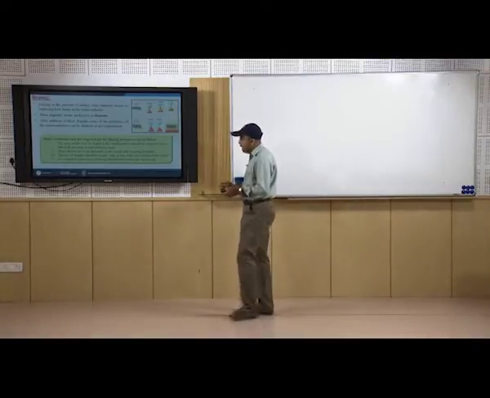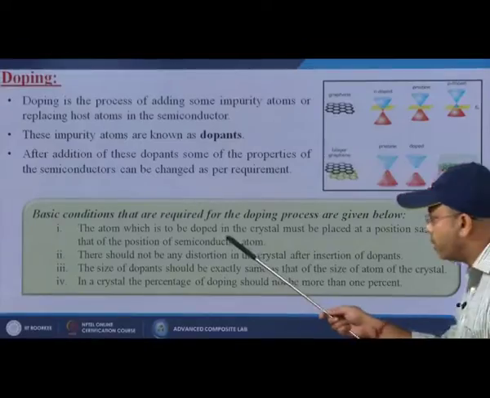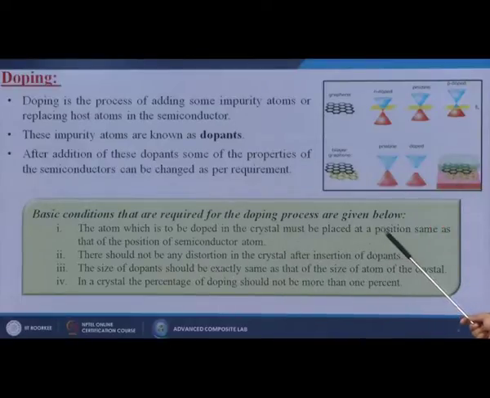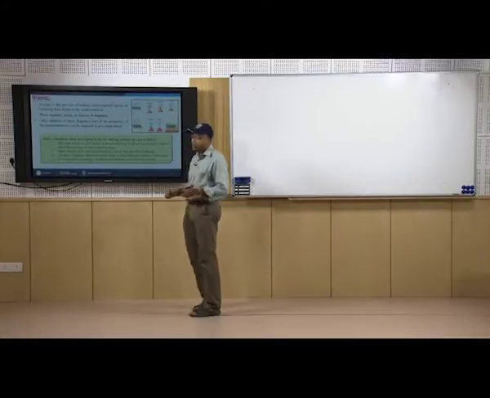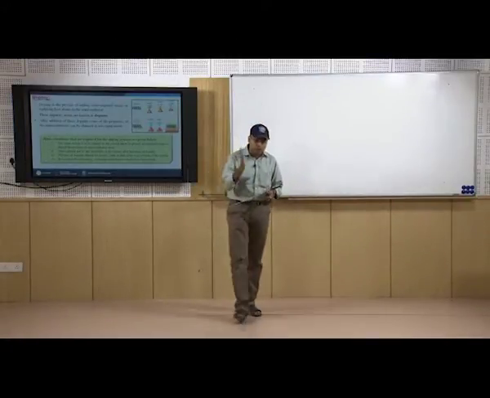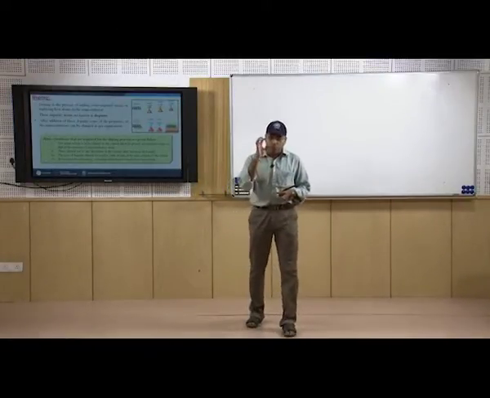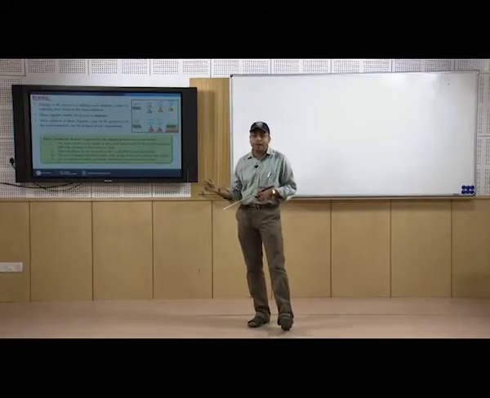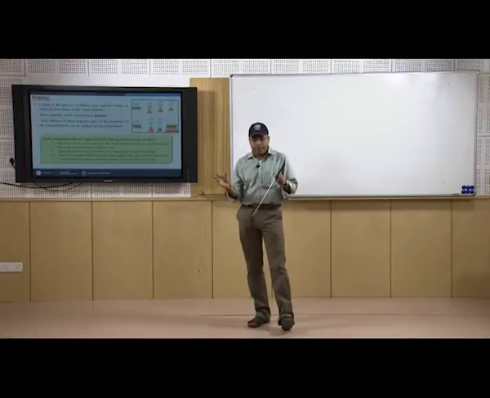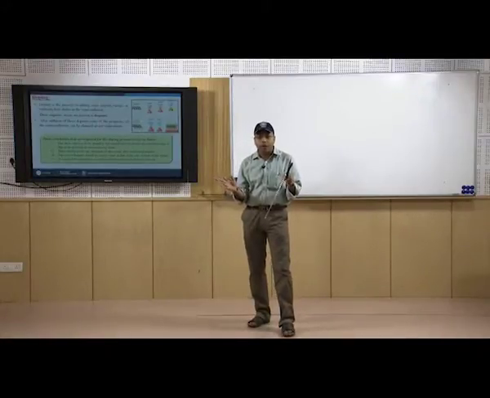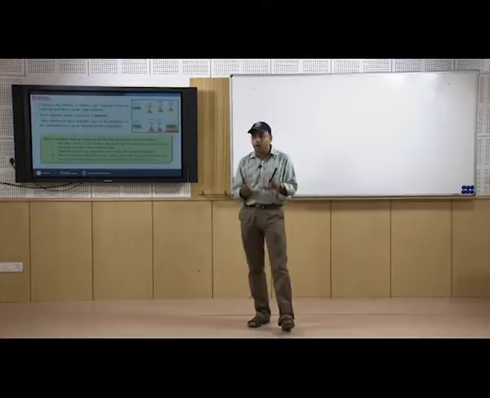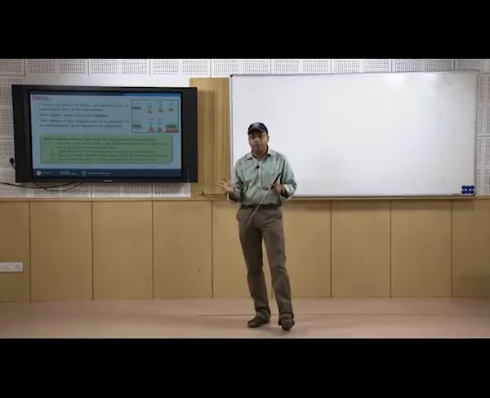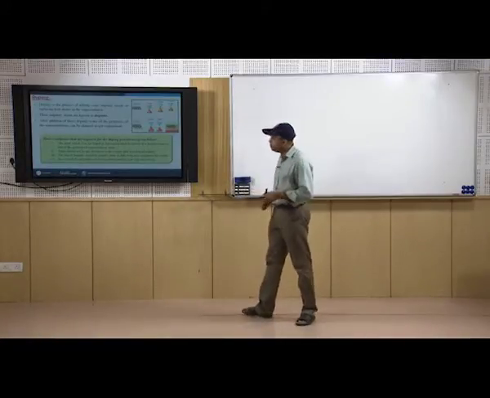The first one is that the atom which is to be doped in the crystal must be placed at a position the same as the position of the semiconductor atom. When we talk about substitutional doping, one atom from the parent material is replaced by another atom. The crystal structure of that particular base or parent material will not be changed; only the atom is replaced by your impurities.